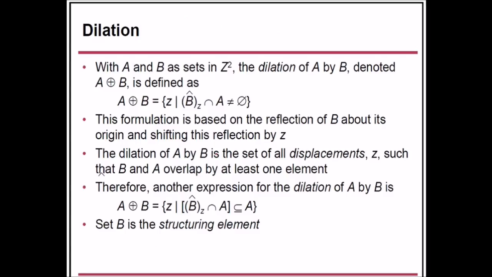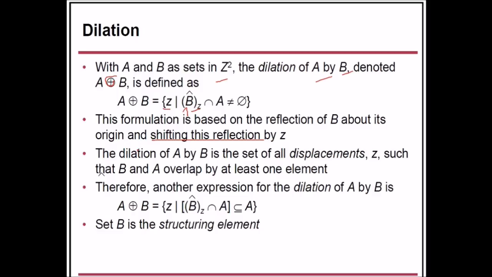Now let us talk about dilation. When A and B are two sets in Z squared, Z cross Z, the dilation of A and B is denoted by this round plus sign, which is given by the set of Z such that B hat of Z, this intersection with A, is not equal to null. So this formulation is based on the reflection of B about its origin and shifting this reflection by Z. First reflection and then shifted by Z.